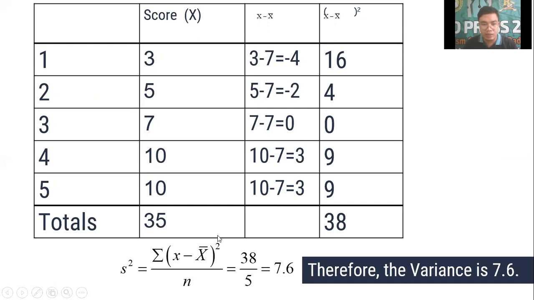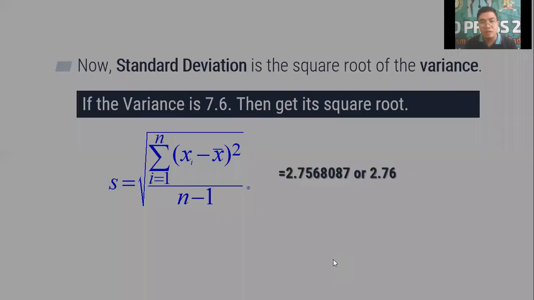So this is the continuation. 38 divided by 5 will give you 7.6. So your variance now is equal to 7.6. That is the average, the summation of the difference of your term and the mean score raised to the second power. So that is how easy it is to solve for the variance. I hope you get my explanation.